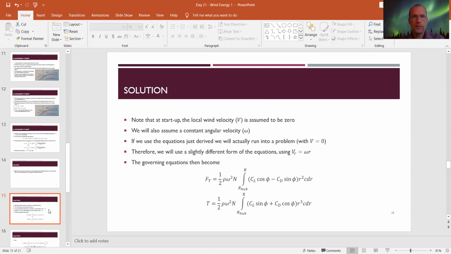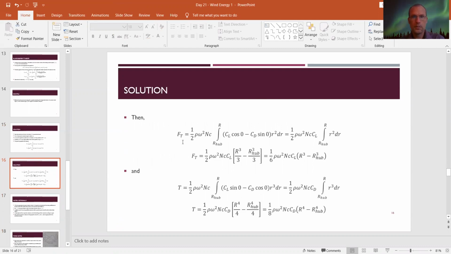So now I just want to integrate those guys. Integrating these, again, at 0 startup speed, my angle phi is 0 because I have 0 incoming velocity. So that's just going to give me a CL from this guy, and the other term is going to be 0. Basically, what I'm integrating here is CL times R squared. I can pull the CL out. So 1/2 rho omega squared n chord length CL, integral of R squared from R hub to R. That's just R cubed over 3 from R hub to R.